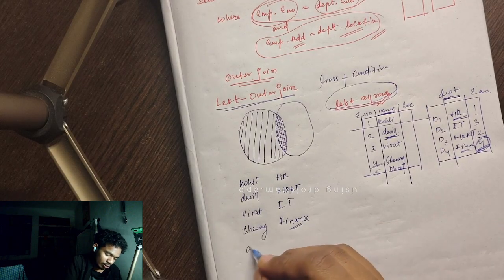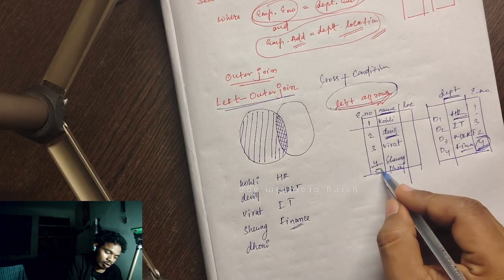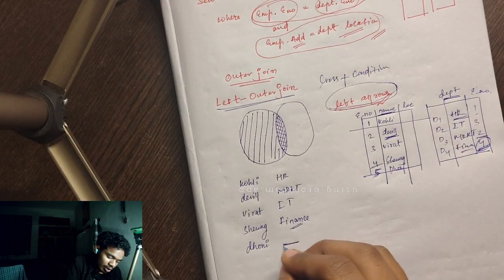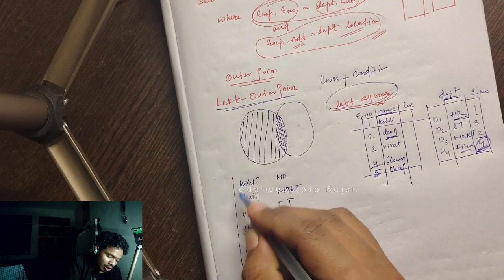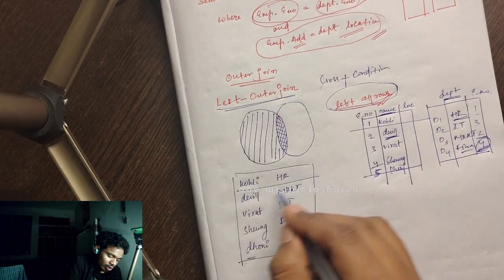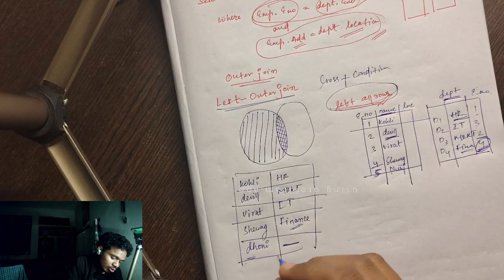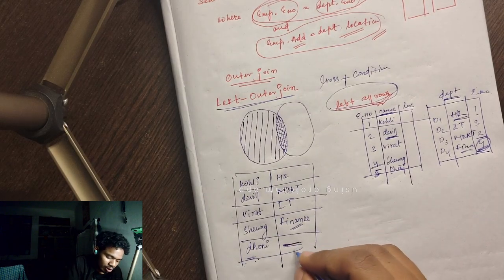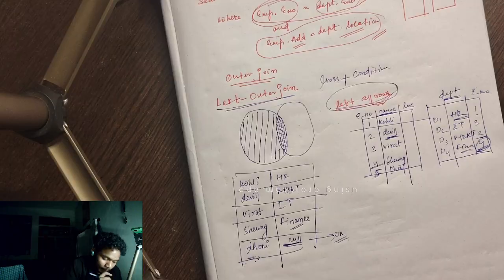Now what about Dhoni? Dhoni will come. There is no 5 here, so Dhoni's department will be null. But Dhoni must be there because Dhoni is in the left table. So this will be the table. Because Dhoni is in the left table, we give priority to the left table's rows, and Dhoni will come with null. This is okay, but Dhoni will come.